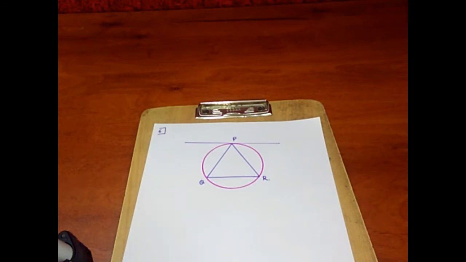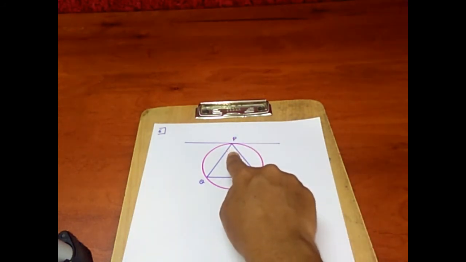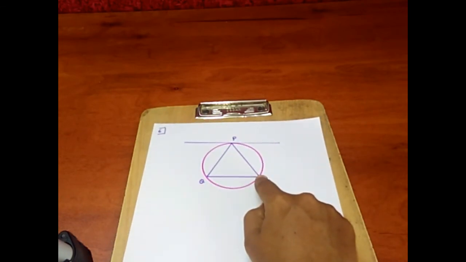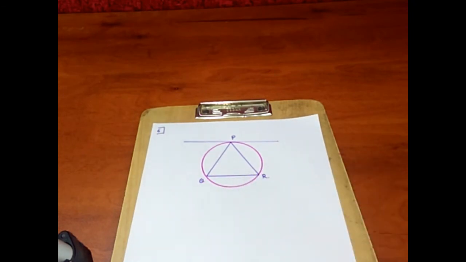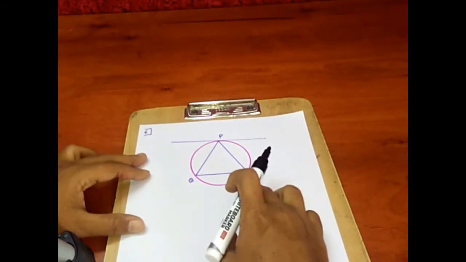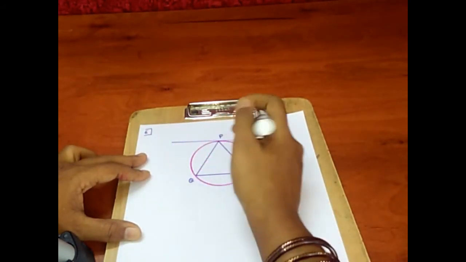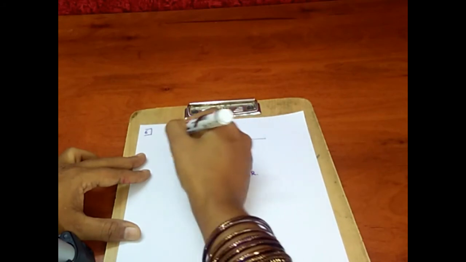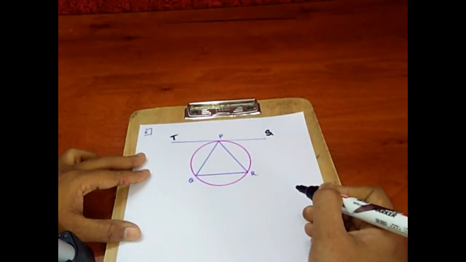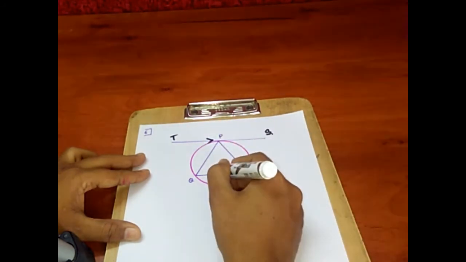Question number 6. Tangent at P to a circumcircle of triangle PQR is drawn. If this tangent is parallel to the side QR, show that PQR is an isosceles triangle. So as it is said that circumcircle of a triangle, so triangle PQR is drawn and it is circumscribed with a circle, and at the point P there is a tangent. Let us mark these tangents as TS, and it is said that the tangent is parallel to the side QR.